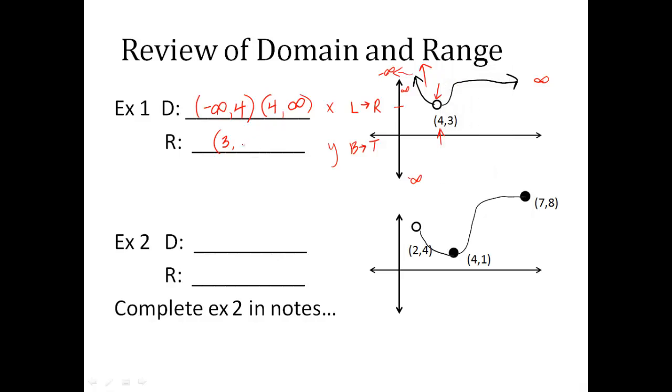So in my statement, I say to positive infinity, but the parenthesis here tells me there's a hole. It does not exist there. If it was closed, it would be the bracket.